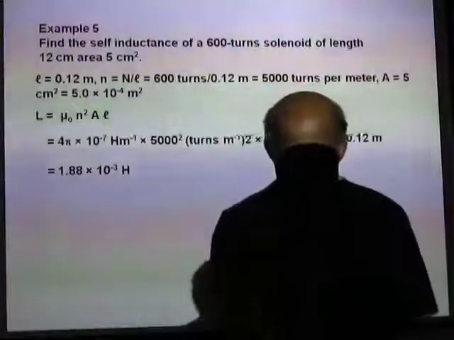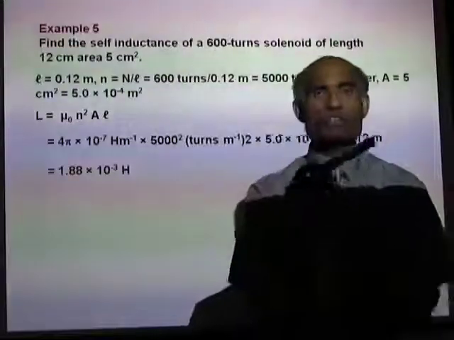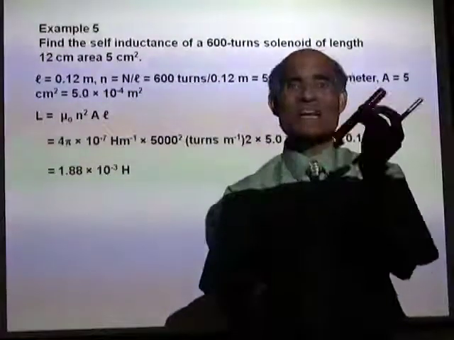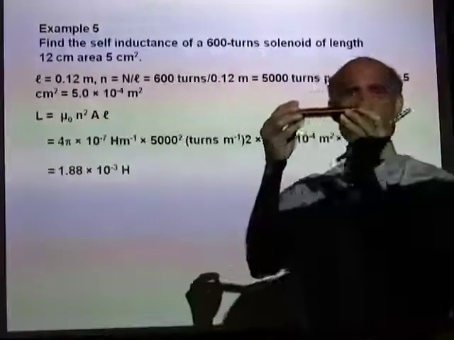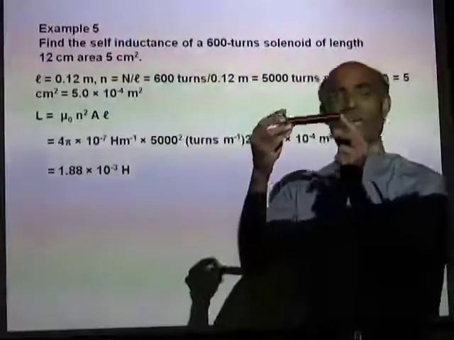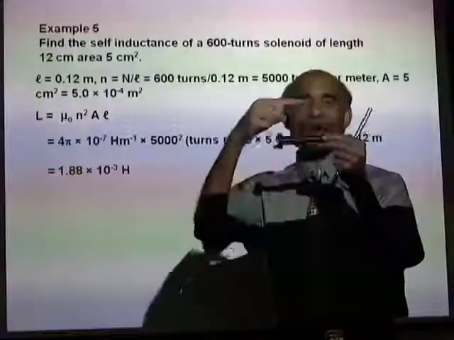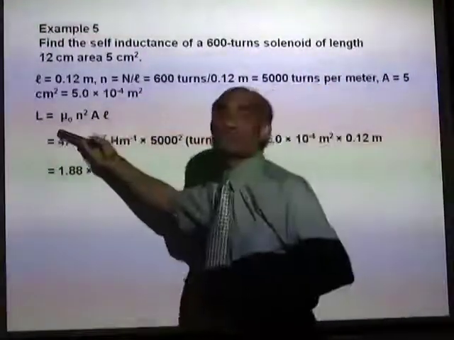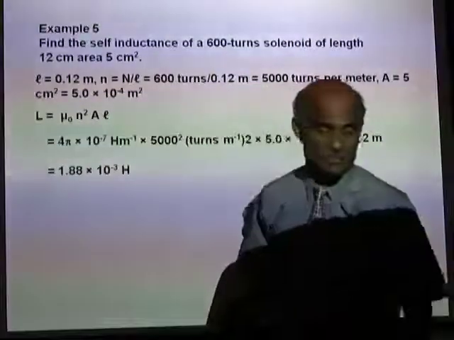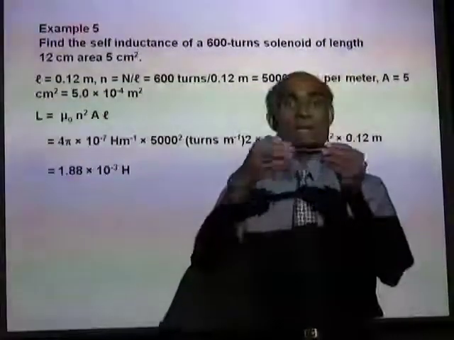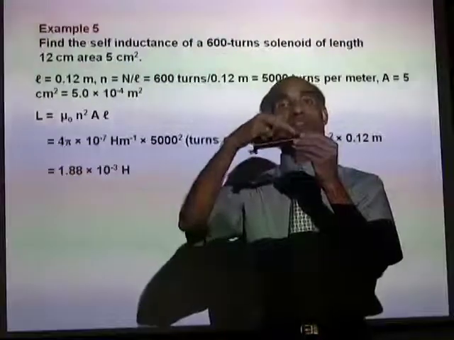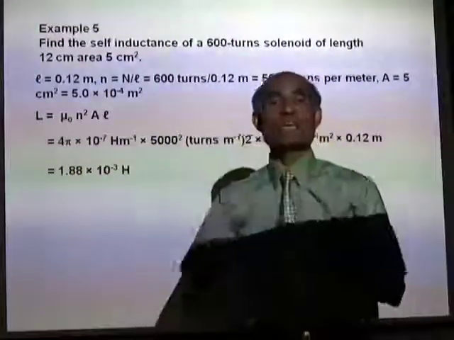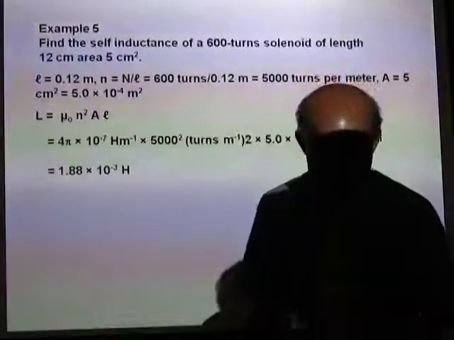Well, in fact, a coil like this has a self-inductance value. This is actually a solenoid. An inductor is normally a coil wound in the form of a solenoid, and its self-inductance is mu 0 n squared AL, where n, small n, is the number of turns per unit length, and of course A is the area of cross-section.